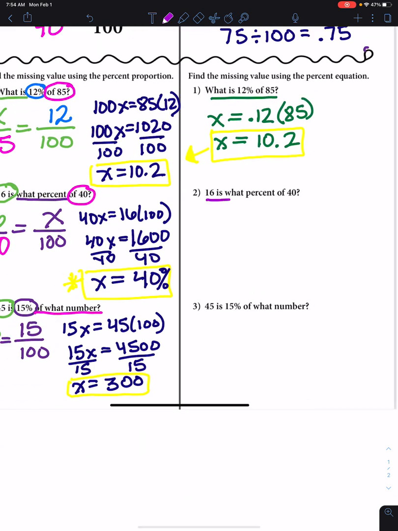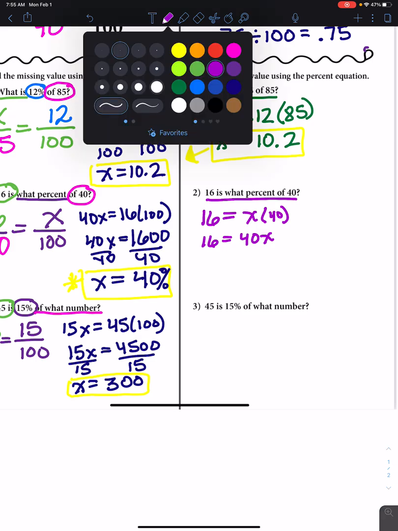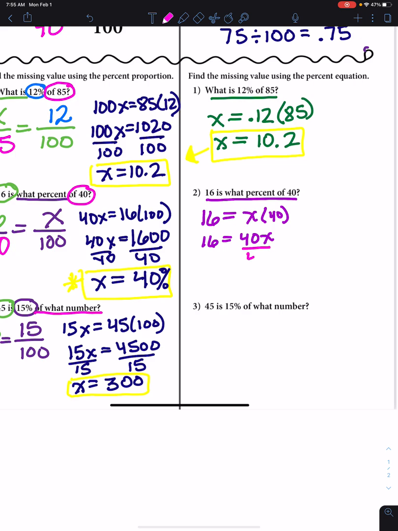So I'm going to take this next sentence and write it out while I'm saying it in math. So 16 is an equal sign. What percent is a variable? Anytime you see the what, of 40, so times 40. Because I really like to write my equations properly, I'm just going to change that to 40x. Whenever we have a number multiplied by a variable, we want to write the number in front. It's called the coefficient. From there, since x is being multiplied by 40, I'm going to divide both sides by 40. And I'm going to get x equals 0.4.